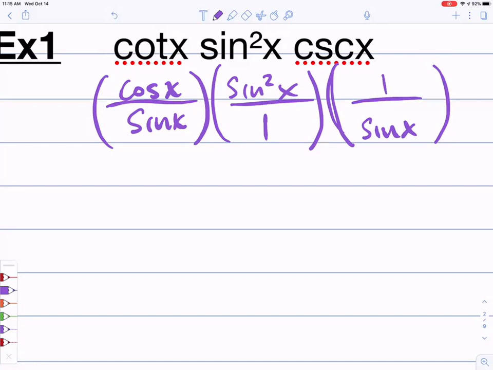Yeah, multiply. How do you multiply fractions? Yeah, multiply the tops, multiply the bottoms. But wait. Isn't there something else I can do before I multiply? Yeah, let's start canceling some junk that I don't need. All right, so what can be canceled?